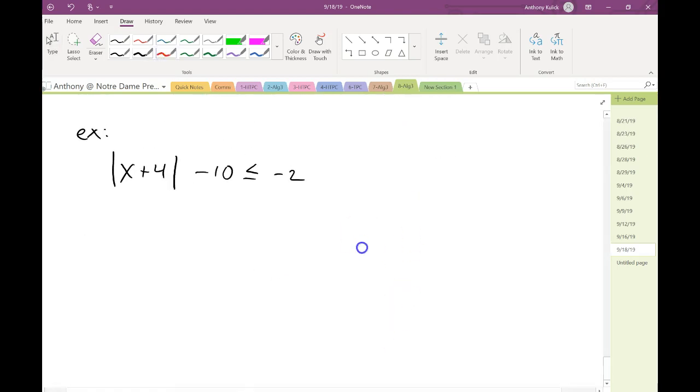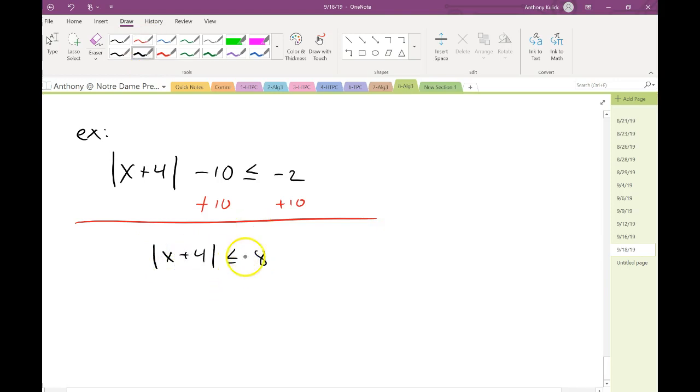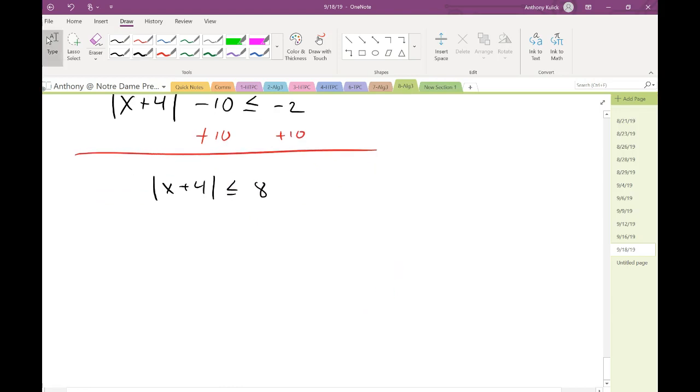Let's do another. Let's say we have the absolute value of x plus 4 minus 10 is less than or equal to negative 2. First thing I should do is add that 10 over. And then we'll break this up into two inequalities. What should the first inequality be?